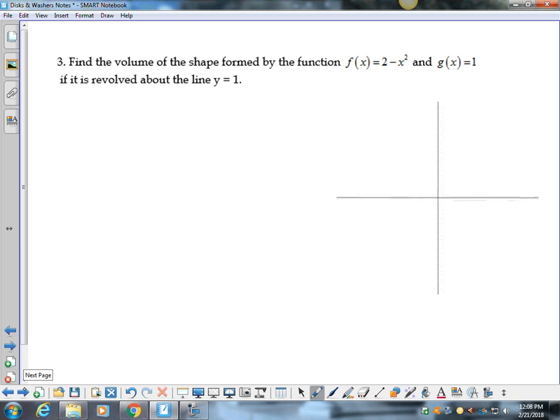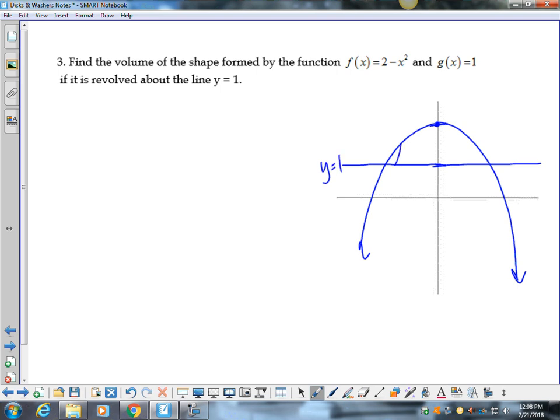Number 3, find the volume of the shape formed by that function, and g of x equals 1, that's the same thing as y equals 1, if it's revolved around the line y equals 1. Okay, so I know this is the parabola that opens down, shifted up 2. Normally I care about where it crosses the x-axis, but this one I don't because I'm going to chop it at y equals 1. So I'm interested in the shaded region between those two. I'm revolving around the line y equals 1.